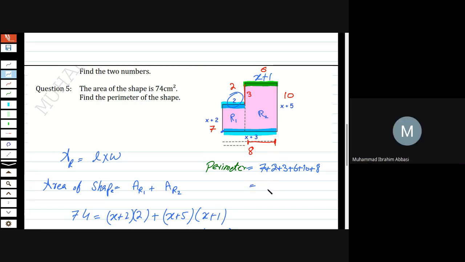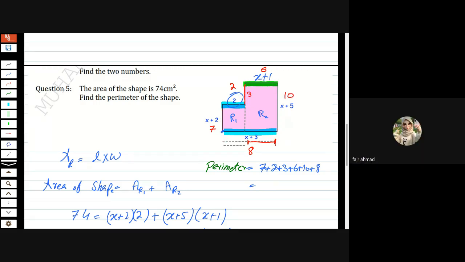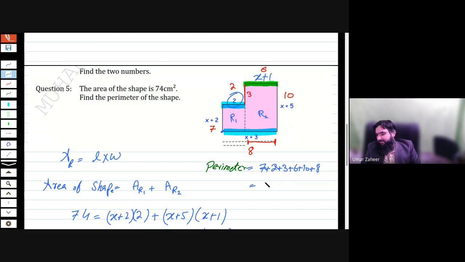So where does the 3 come from? Oh, from there. Because the whole is 10, and this is 7, so 10 minus 7 is 3. The sum is 36. So the perimeter of this shape is 36.